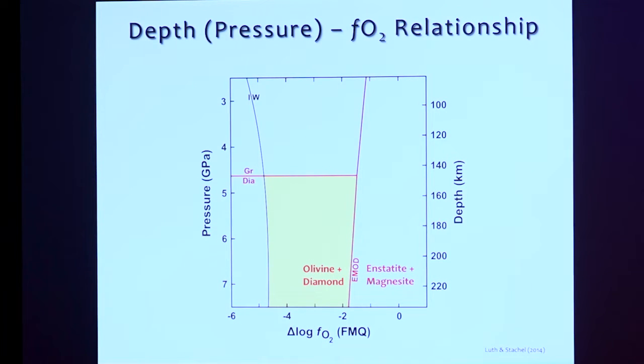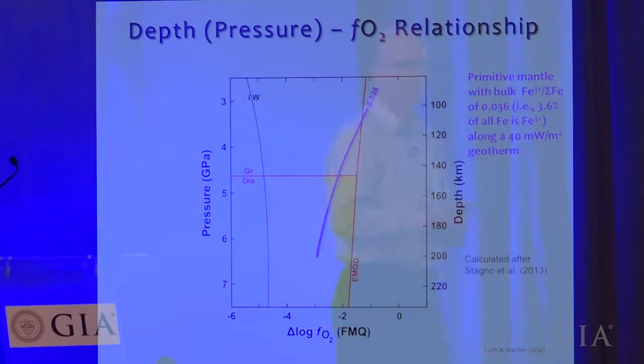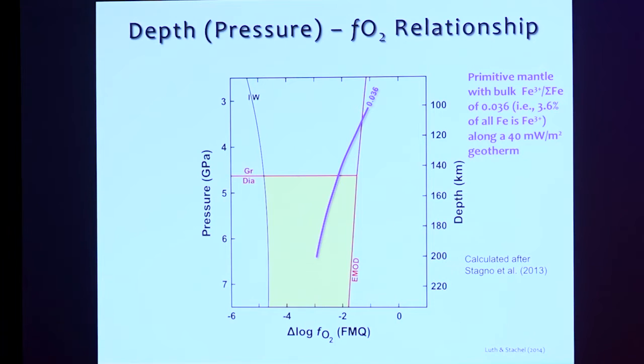Okay, and then first I want to show you where upper mantle would fall here. So this is an average value of what we assume upper mantle is. Upper mantle would contain about 3.6% of all its iron in the ferric iron state, as Fe3+, and then we can calculate what the redox state should be, and we get a curve like that. So when we are in the diamond stability field, normal upper mantle, also from its redox properties, should actually be diamond stable. So that's looking good.